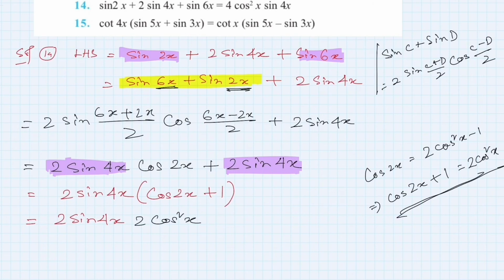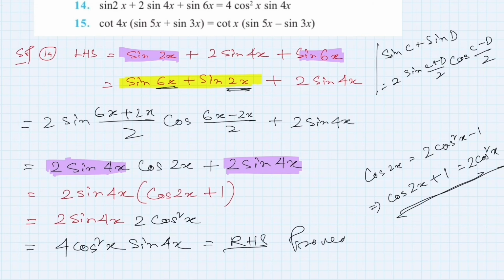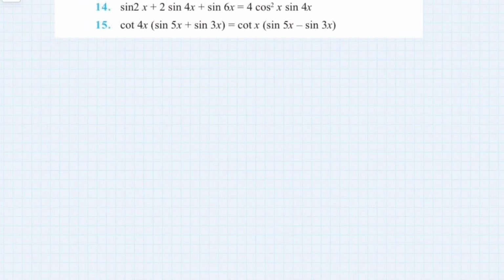So now 2 times 2 gives 4 cos square x sine 4x. We have rearranged this, and this is the right hand side, hence proved. That's how we can solve question number 14. Now let me show you how to solve question number 15.